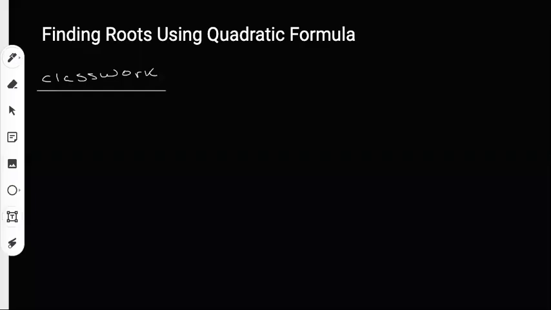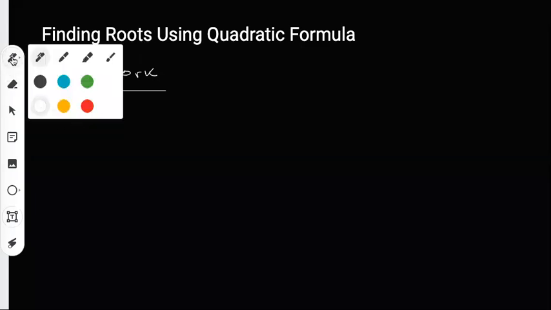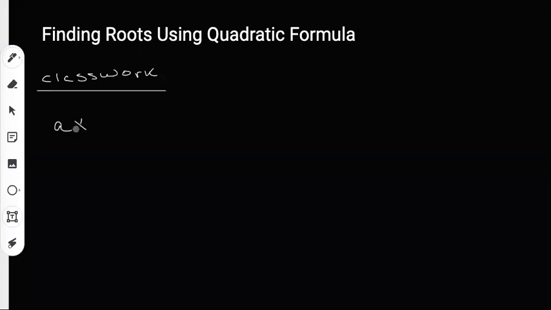Hello, welcome back. And today we are finding roots using the quadratic formula. So when you're given a quadratic polynomial, ax squared plus bx plus c, let me go ahead and write that down. Ax squared plus bx plus c, and you set that equal to 0. Then what you can do is you can always find the roots using the quadratic formula.